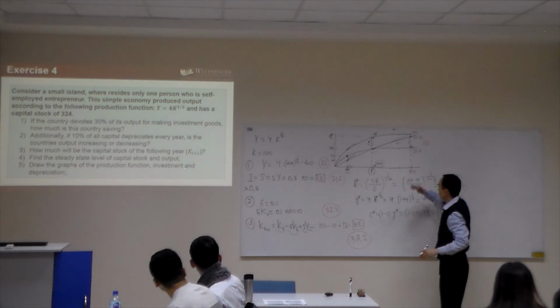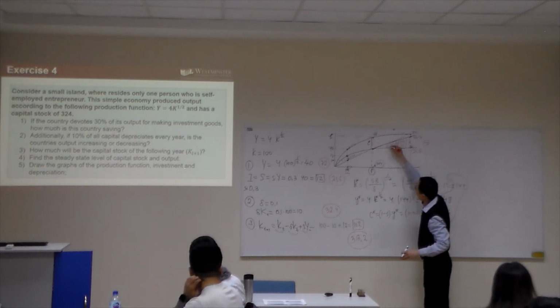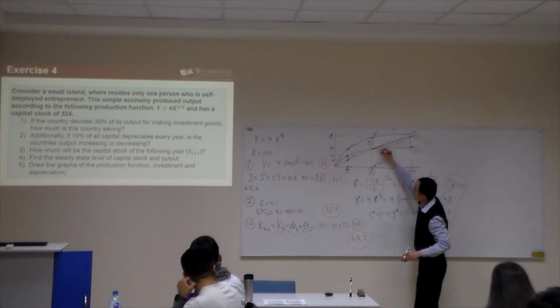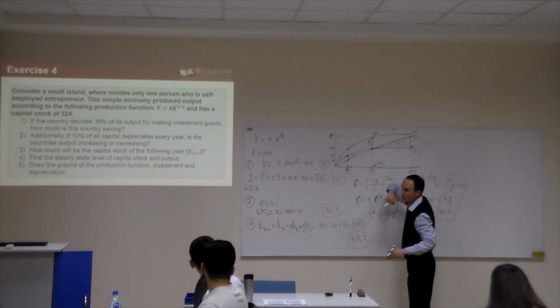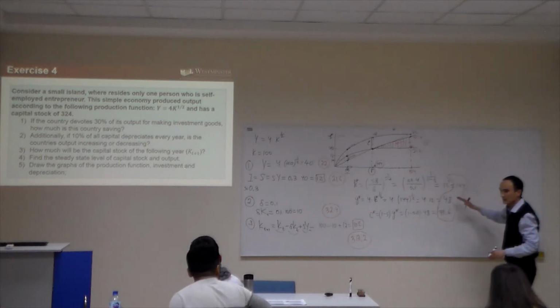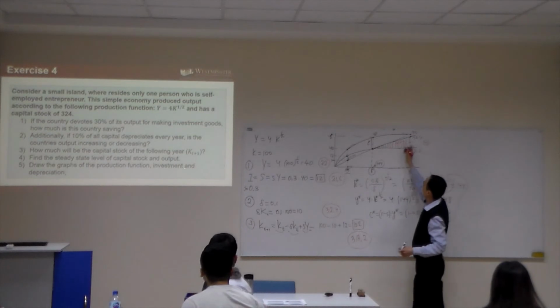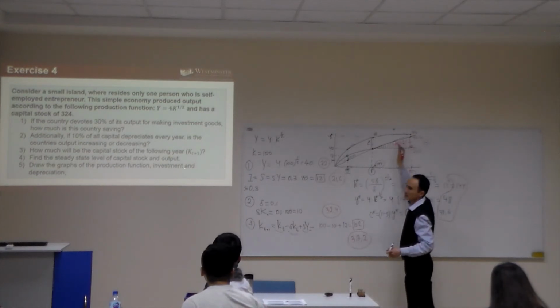So now it will be decreasing over time, and it will reach this steady state level. If you derive it in this case, again, you will get exactly the same values. No difference. Okay? So now, economy's output is declining.